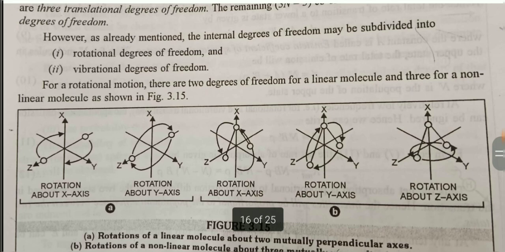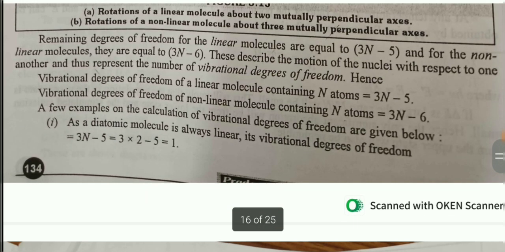However, as already mentioned, the internal degrees of freedom may be subdivided into, first, rotational degrees of freedom and, second, vibrational degrees of freedom. For a rotational motion, there are 2 degrees of freedom for a linear molecule and 3 for a non-linear molecule. Remaining degrees of freedom for the linear molecule are equal to 3n minus 5, and for the non-linear molecules they are equal to 3n minus 6. These describe the motion of the nuclei with respect to one another and thus represent the number of vibrational degrees of freedom. Hence, vibrational degrees of freedom of a linear molecule containing n atoms is equal to 3n minus 5. Vibrational degrees of freedom of a non-linear molecule containing n atoms is equal to 3n minus 6.